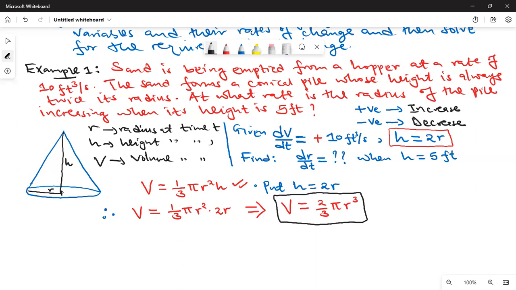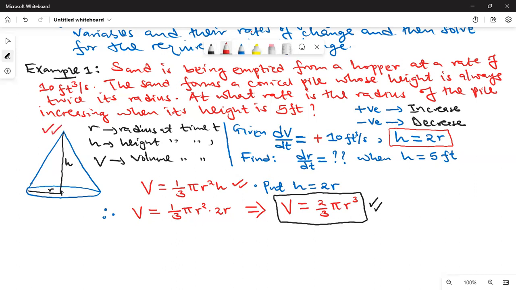Remember, step 1 says assign symbols to all quantities given and their respective rates of change, and use a sketch when necessary. Then step 2, we were to write an equation relating all the variables whose rates of change are given or are to be determined. So we have found this; the equation I'm talking about is step 2. Of course, step 1 is assigning these symbols and sketching. This is the first step.